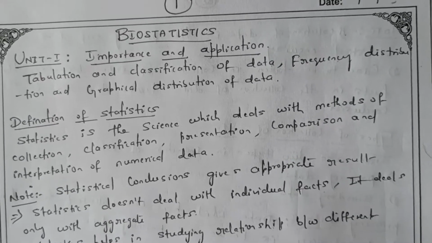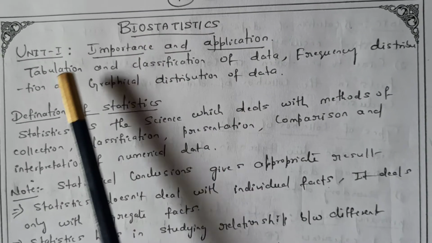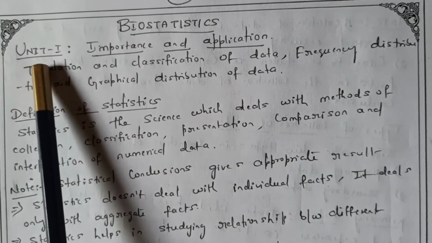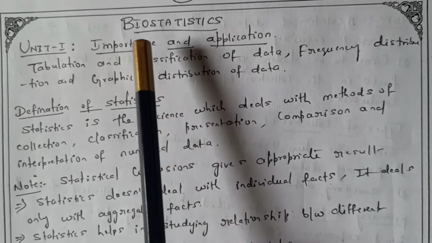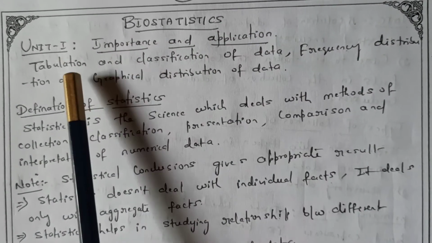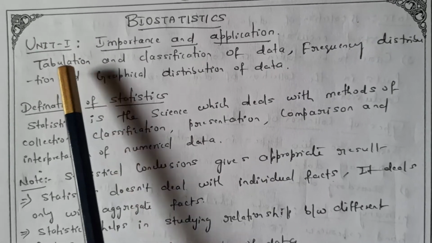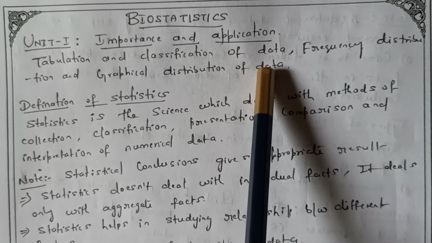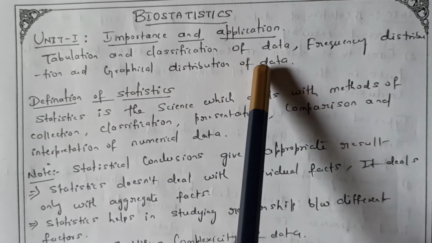Hello everyone. So here we are going to start with the biostatistics class. This is your unit 1. This is the syllabus for your unit 1. So in this unit you will be studying importance and applications. So here in this unit you'll be having tabulation and classification of data, frequency distribution and graphical distribution of data.